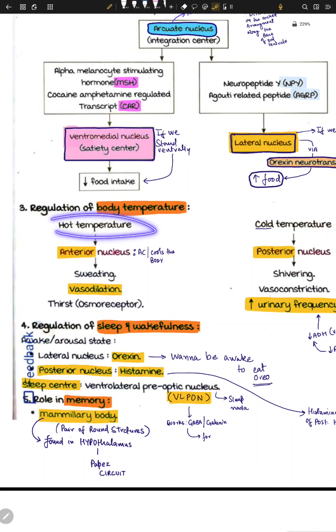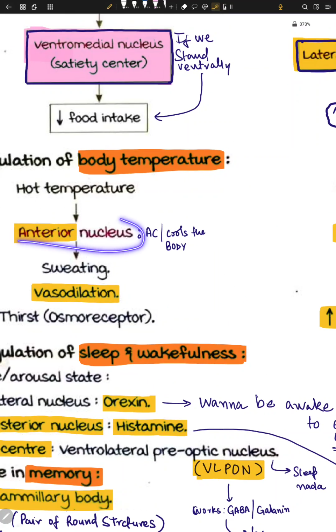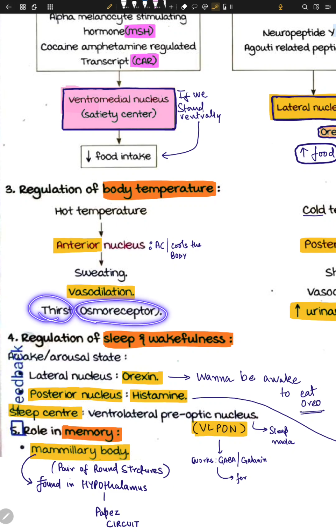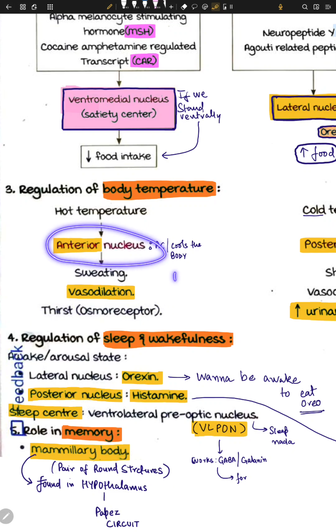If you're feeling hot, again, you're in summers, you're in India, what happens is the anterior nucleus turns on the AC and your body cools down. So what happens? Your body starts sweating, a lot of vasodilation, thirst via osmoreceptors. So anterior nucleus, AC, for cooling down.